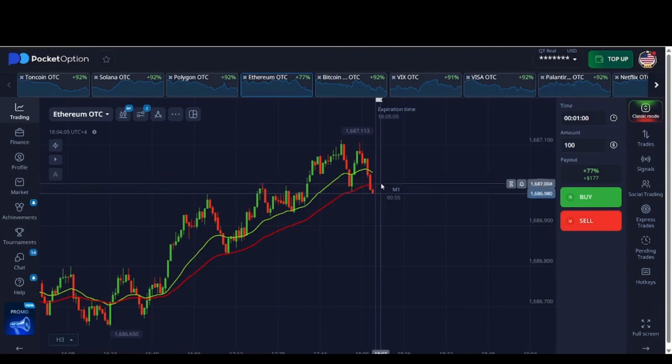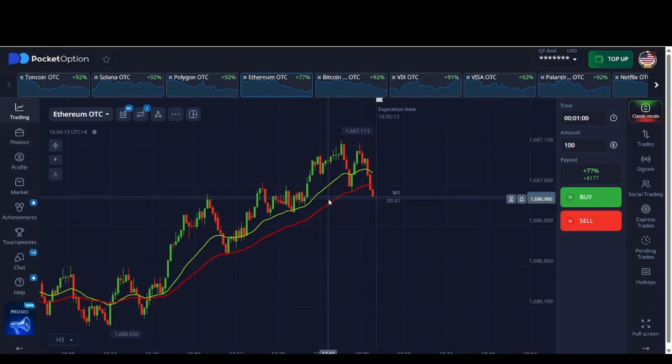If I go here, you can see that the candle was breaking the moving average. At that time, you can see there was a green candle, which means it was a retracement candle. After that, you can proceed for the downside move. So this is how you can take a retracement trade.